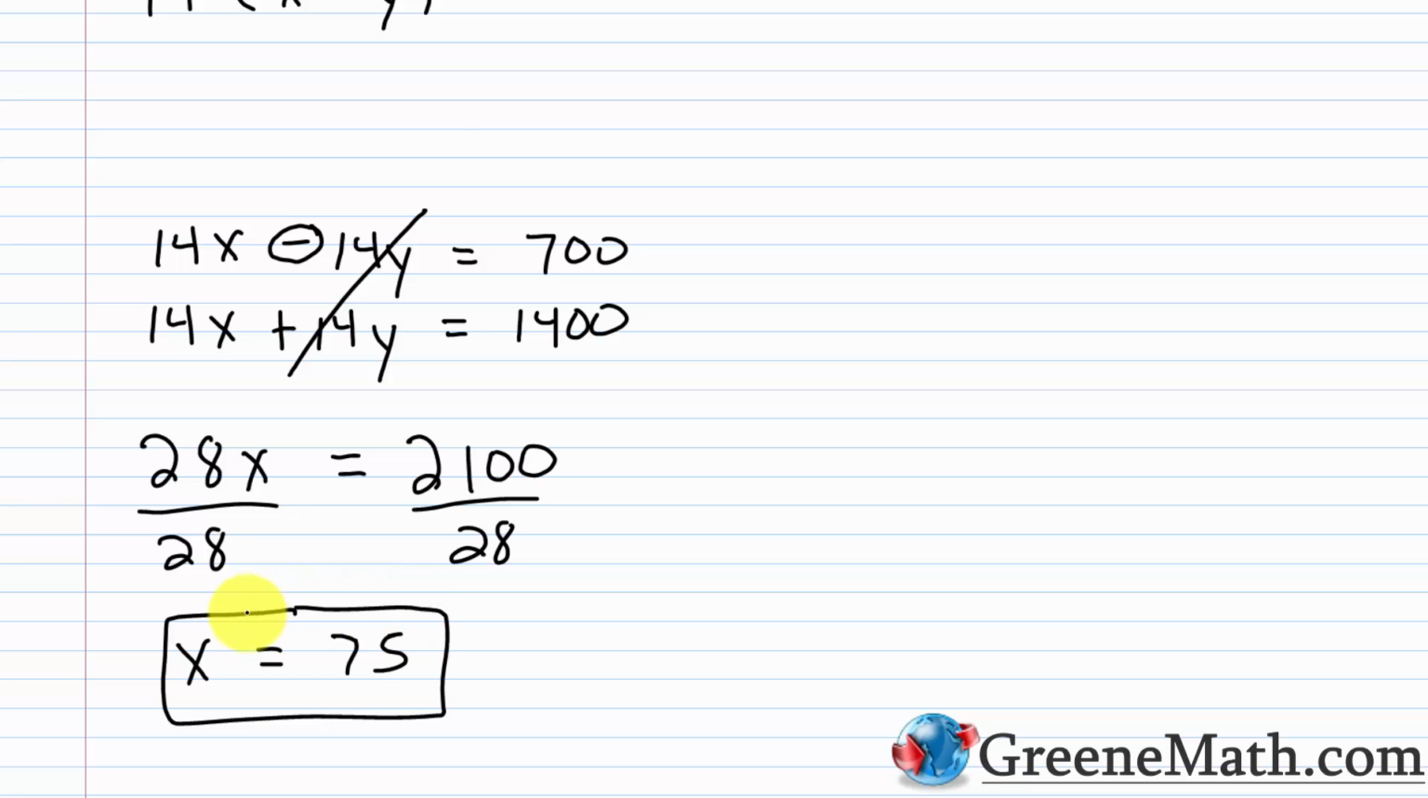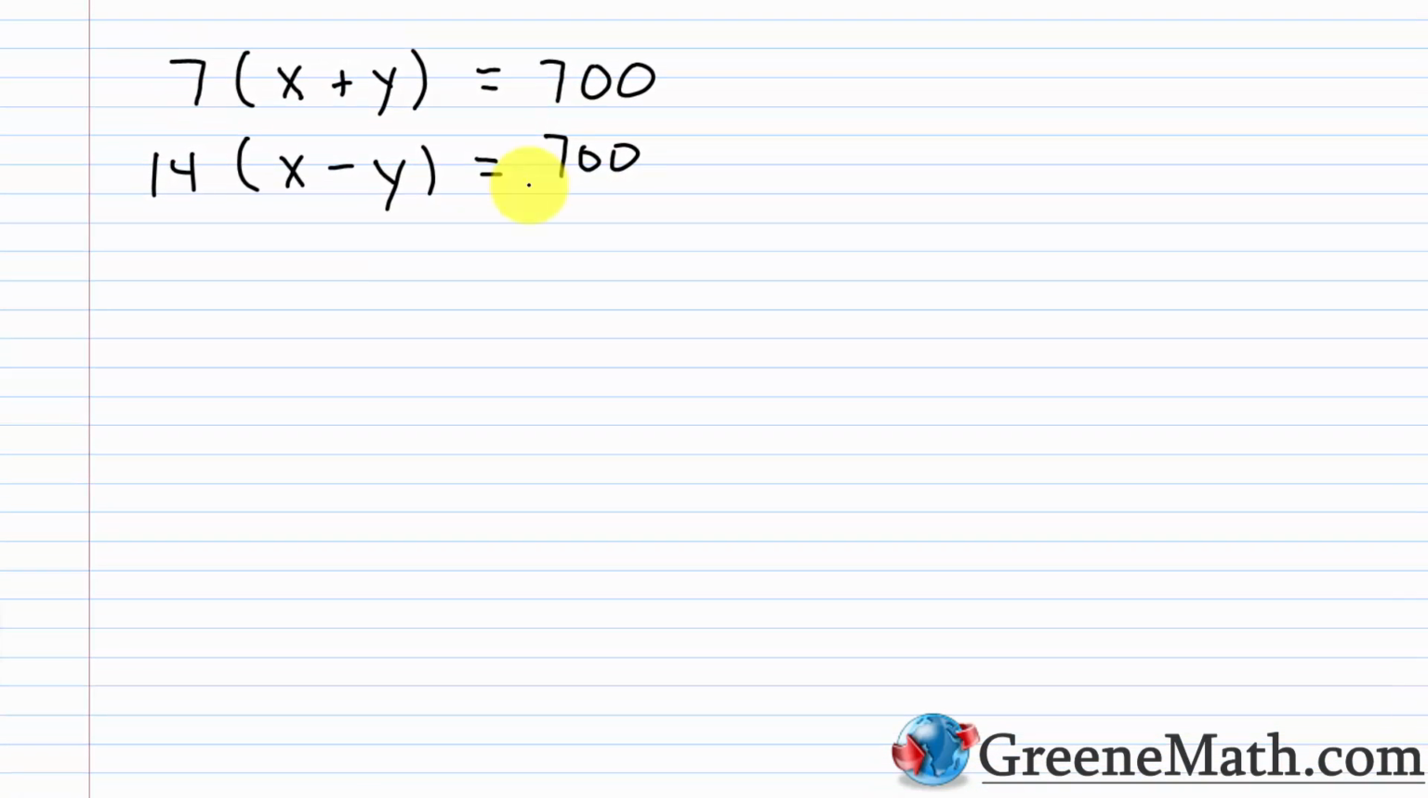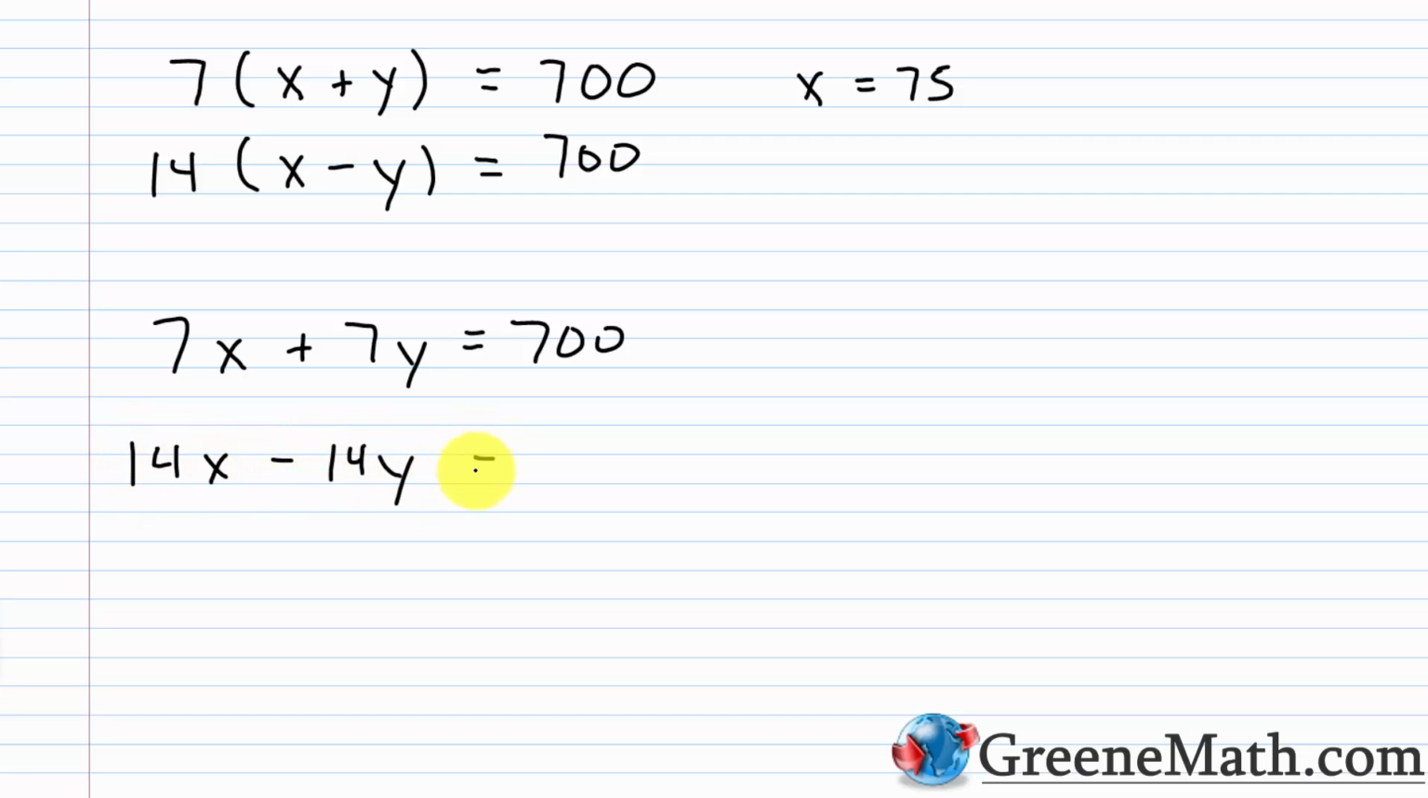But again, I'm not done. I've got to find out the value for y. So let's go back and look at one of these original equations. Again, we found that x was equal to 75. So we had 7x plus 7y equals 700, and we had 14x minus 14y equals 700. So plug in a 75 for x in either one. So let's just take the first one. So 7 times 75 plus 7y equals 700.